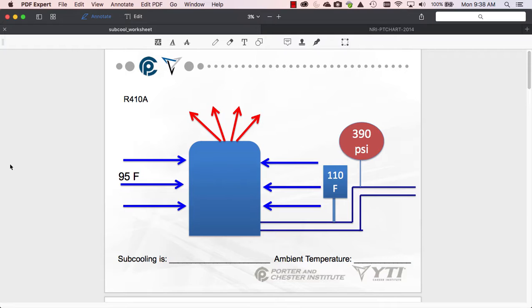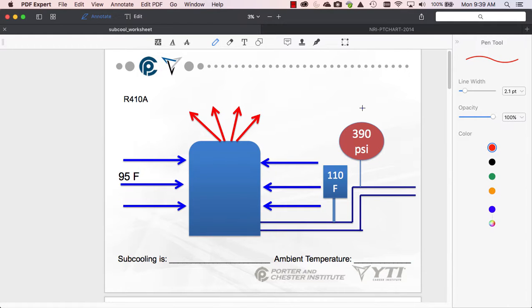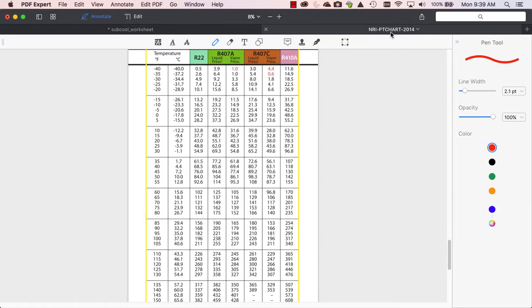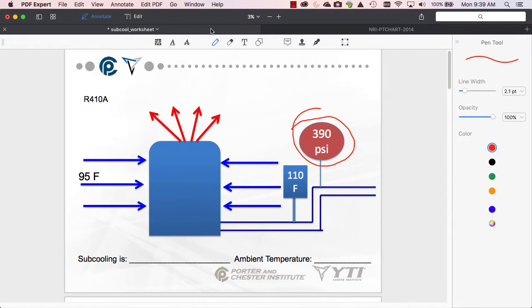So if we take a look at the diagram we have in front of us here, we're talking the condensing temperature. Before we do anything on this, we have to convert that pressure, which is my high side pressure, to a temperature. Now the easiest way to do this is to come over to my temperature pressure chart. It's actually one of the only ways to do it. So we have 390 psi.